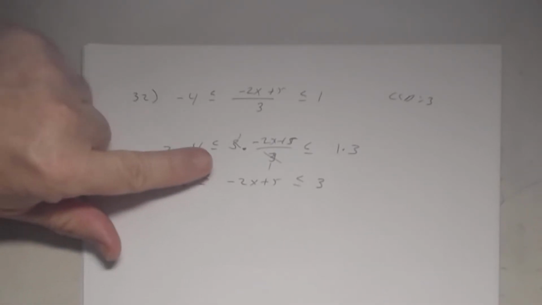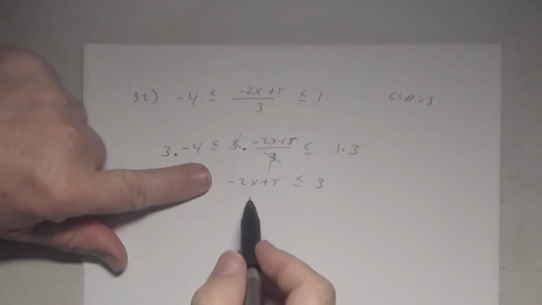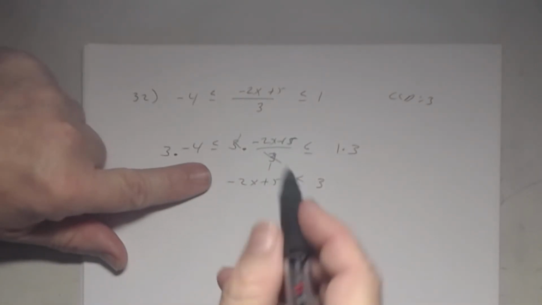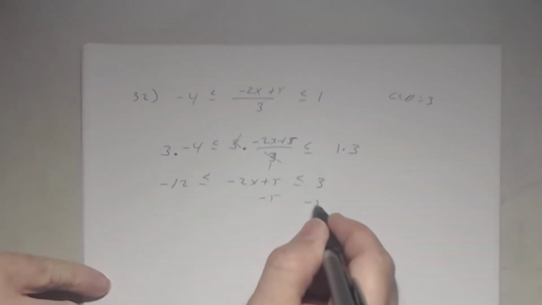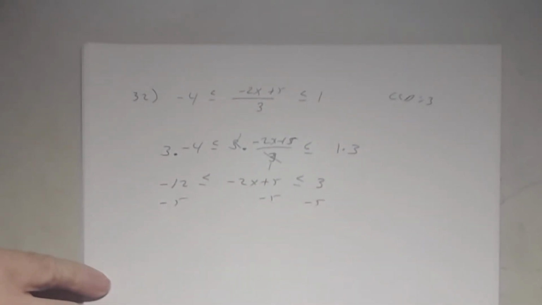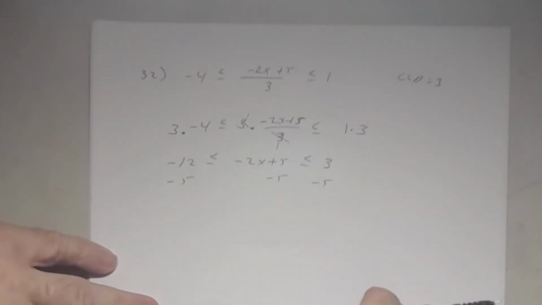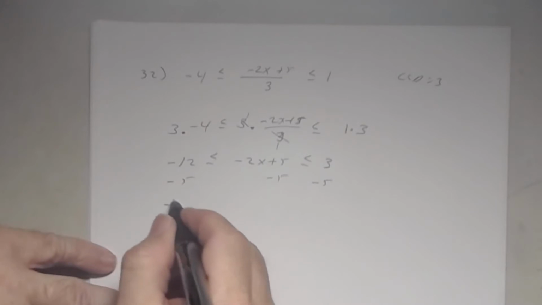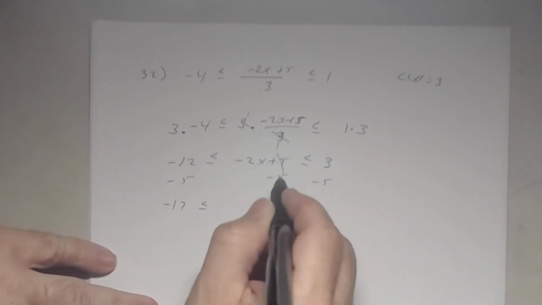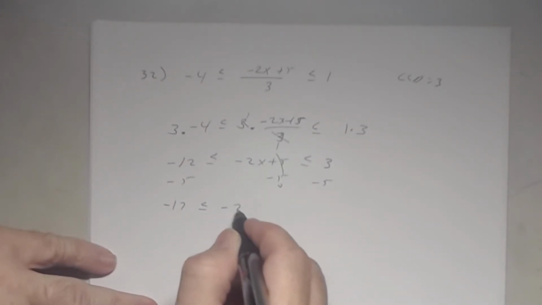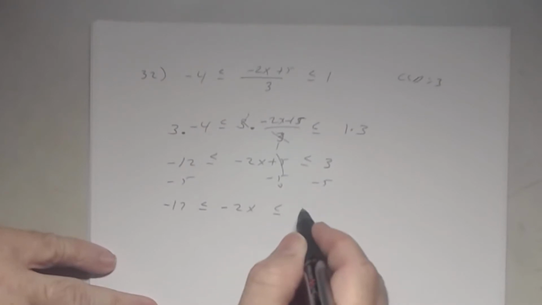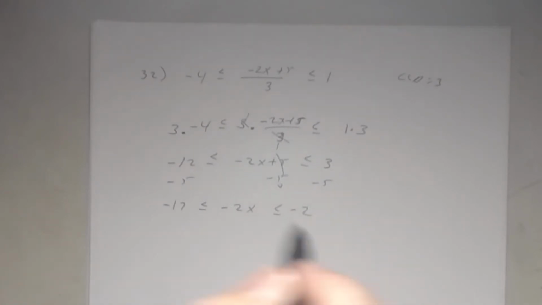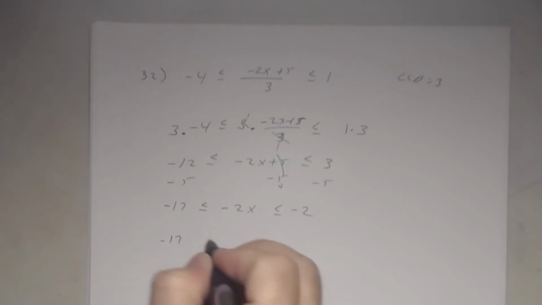So now if I cover this part again, what would be the next thing you would do? Subtract 5. Okay, but you can subtract 5 from all 3 parts, just like this. So what's -12 and a -5? It's less than or equal to -2x. It's less than or equal to -2. All right. Now what's the next step? All right, I'm dividing by -2. So I'm going to go ahead and rewrite this over.